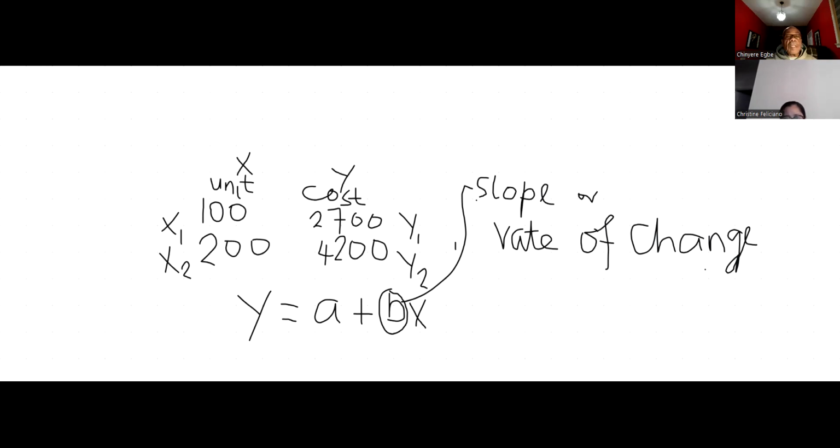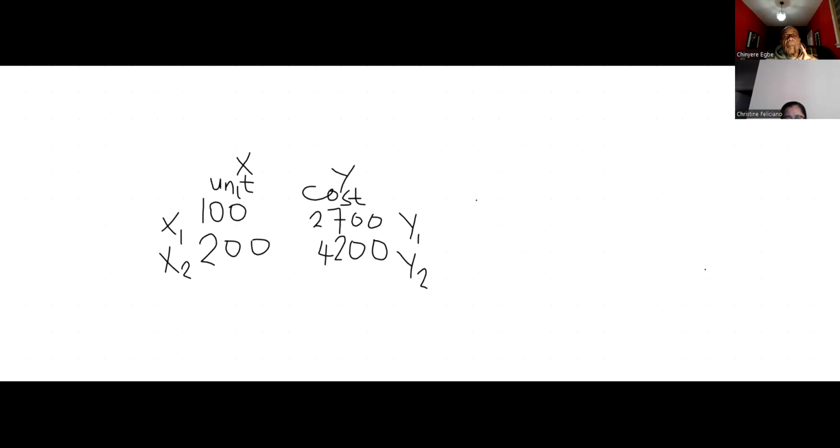So when we have numbers like we have here, we ask ourselves, how do you get A? How do you get B? A will be the constant value. The Y's are the 2,700 and the 4,200. The X's are the 100 and the 200. This is the dependent variable, right? The dependent variable because the cost depends on how many you produce. Am I correct? Good.